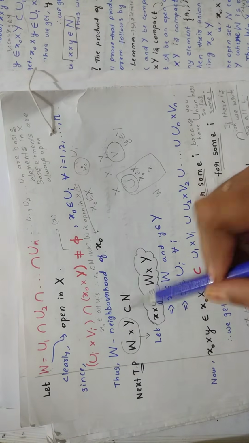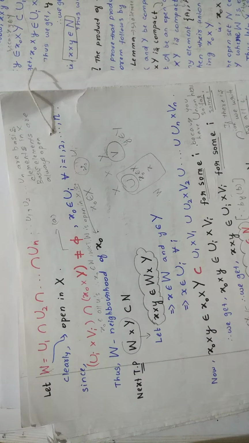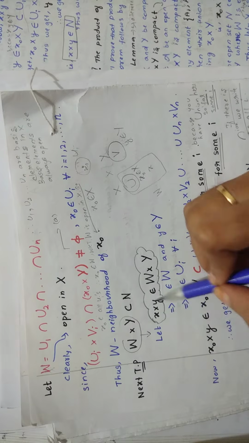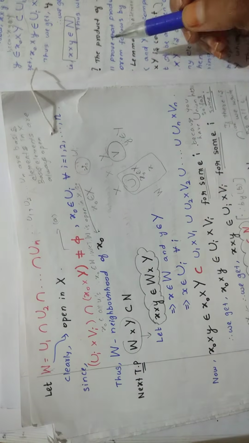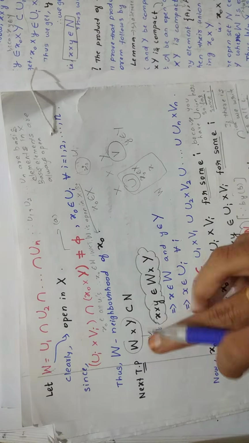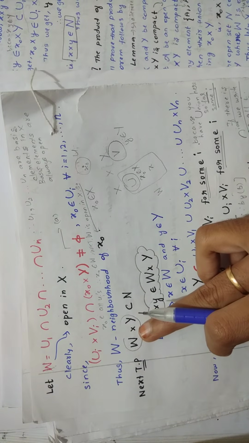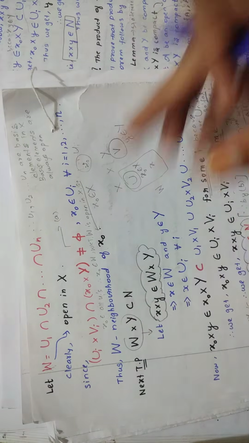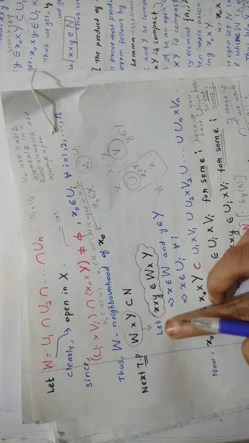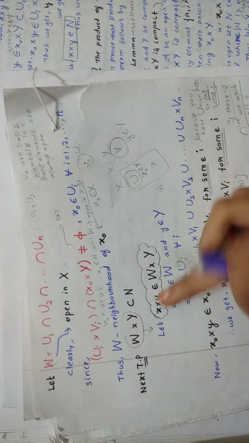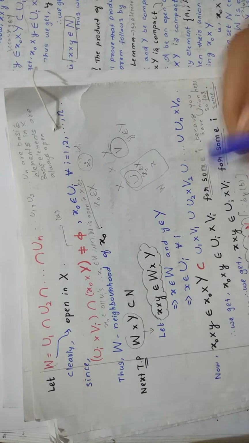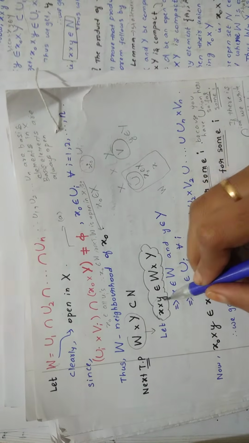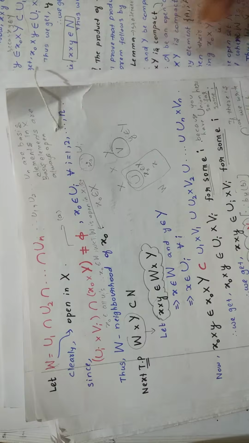To prove something is contained in N, what we usually do is take one element from here and say that the same element is present inside N also. If you say that, then you can say W cross Y is contained in N. That is the procedure, right? So let us take an element from W cross Y, that is small x cross y. Now from this you can say this x belongs to W and this y belongs to capital Y. Okay, is that clear?